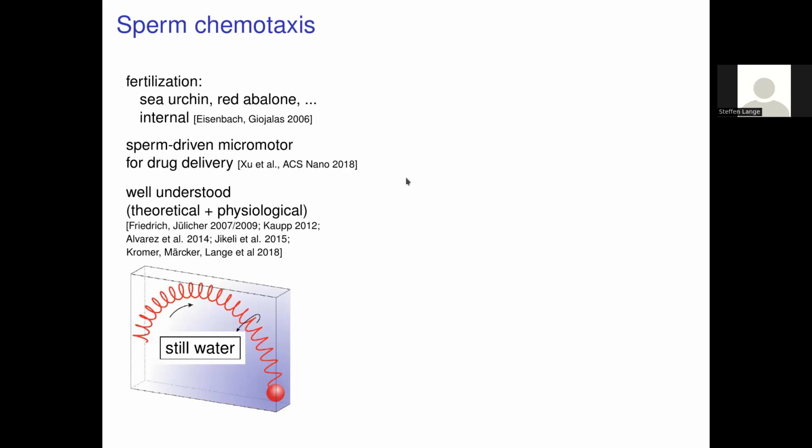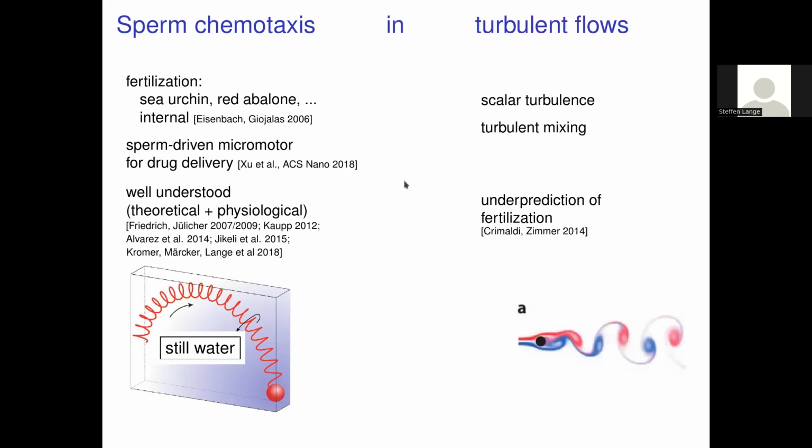Yet natural environments, such as the ocean, are characterized by turbulent flows, which distort the concentration fields. Such distortions have been studied in the context of scalar turbulence and turbulent mixing. For instance, consider a cloud of sperm and eggs shown in red and blue here, which mix in the turbulence created behind this black obstacle here. Note, however, that this turbulent mixing actually underpredicts sperm-egg encounters, and a major reason is that the navigation of sperm cells is neglected here so far.